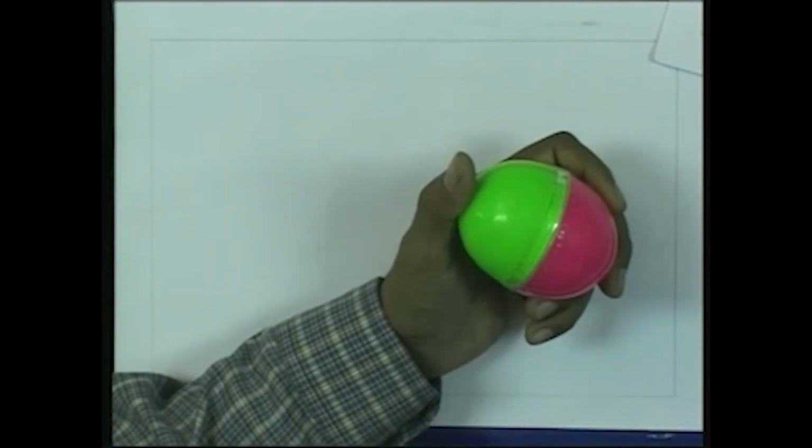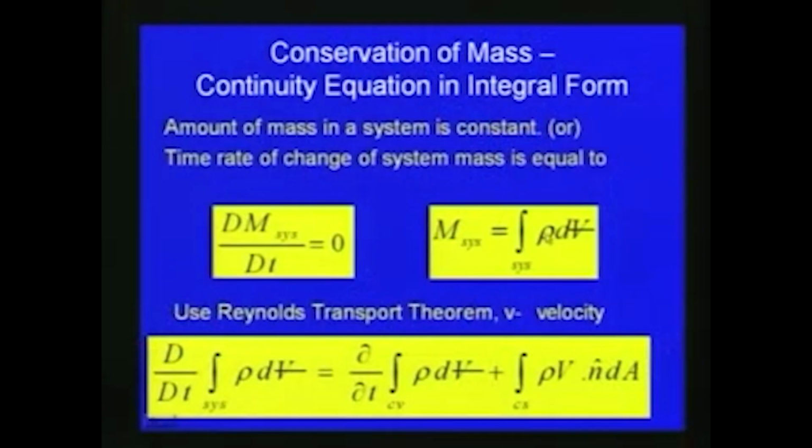As far as the mass of the system is concerned, whether it is the air inside this or the water in a container, the mass can be defined within the system by integrating the density over the volume. So the mass of the system can be written as integral of rho dV.